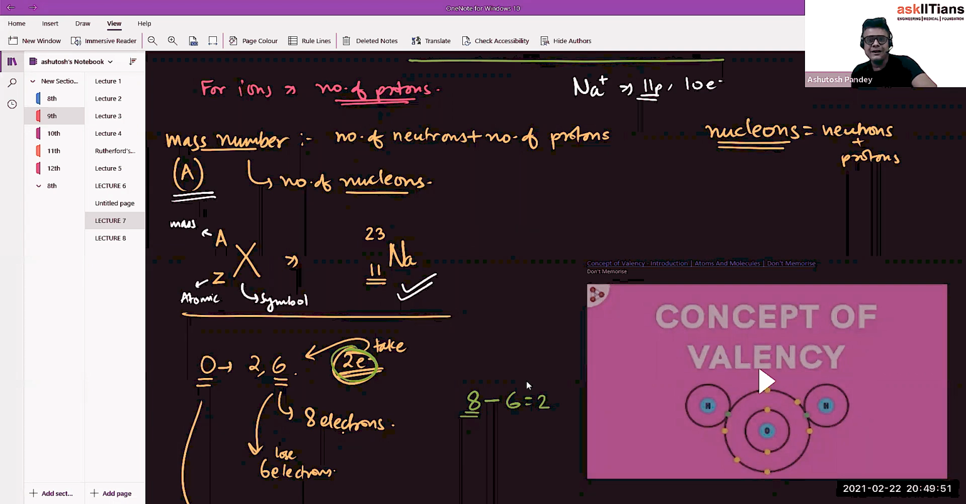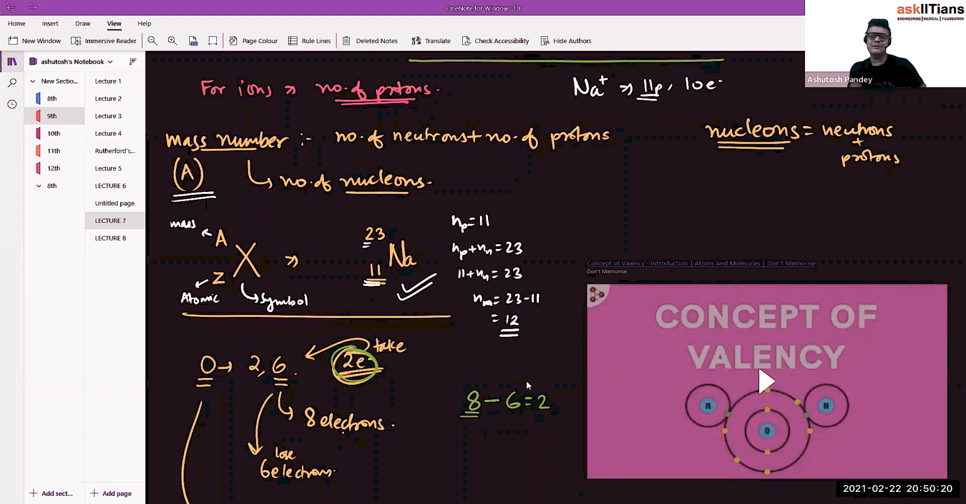Now if you want to find out the number of neutrons present in sodium, number of protons is equal to 11, since the atomic number is given. And number of protons plus number of neutrons is equal to 23, the mass number given. So 11 plus number of neutrons is equal to 23. It means number of neutrons is equal to 23 minus 11, which is 12. Sodium atom has 12 neutrons.